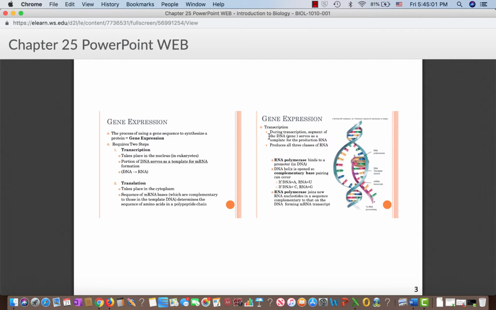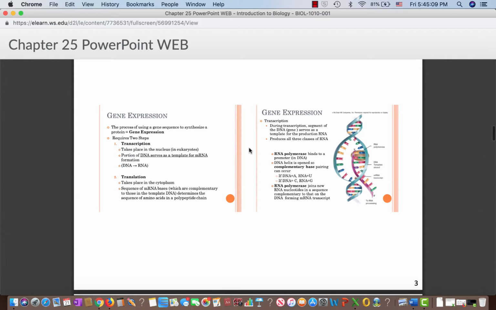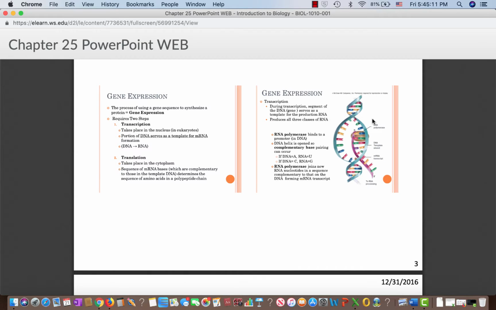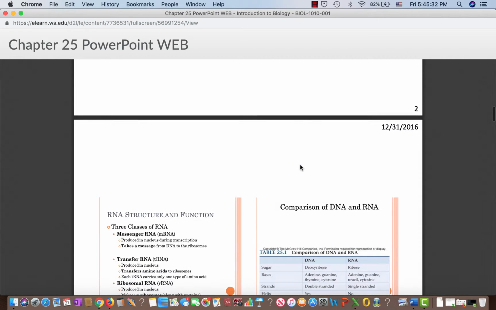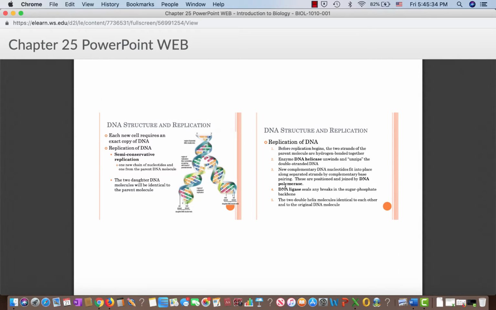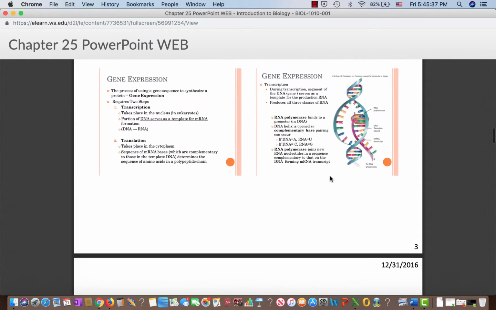So during transcription, you have segments of the DNA that serve as a template for the production of RNA for all three classes of RNA. Then RNA polymerase binds to a promoter sequence in the DNA. The helicase opens up the DNA so you can do your base pairing, which so far is fairly similar to replicating your DNA. The difference is you're producing an RNA copy of a specific section instead of the whole thing, and you're using RNA polymerase instead of your DNA polymerase. So far so good.